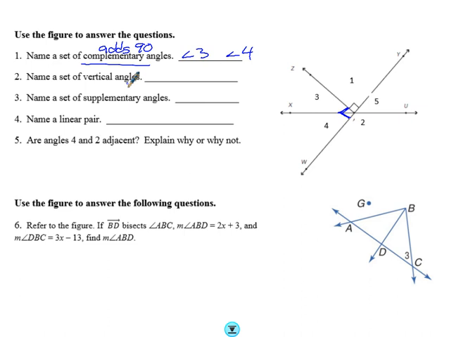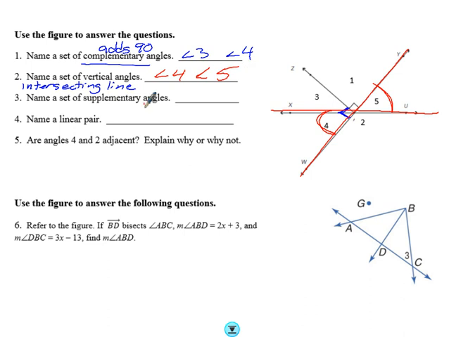Name a set of vertical angles. Remember what you want to look for here: intersecting lines. If you take a look at the figure, here's a line here, and here's a line here. I want to use those two lines. I wouldn't want to use this one because it doesn't actually intersect the whole way through. So when I create those two intersecting lines, I have a nice pair of vertical angles right here and right here, angle 4 and angle 5.